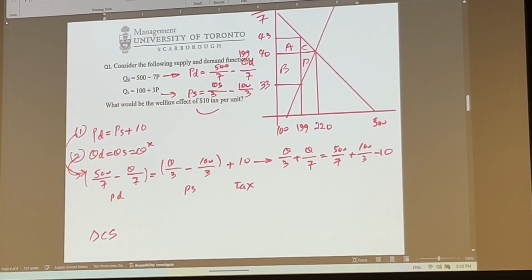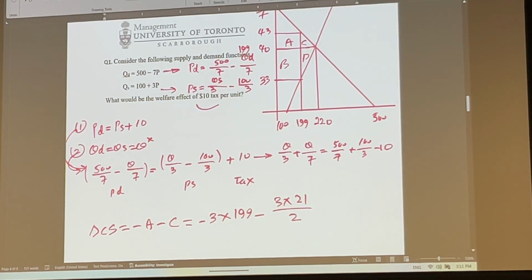What's the change in the consumer surplus? Consumers lose A and lose C. A is 3 multiplied by 199. They lose C. C is 3 multiplied by 21 divided by 2.